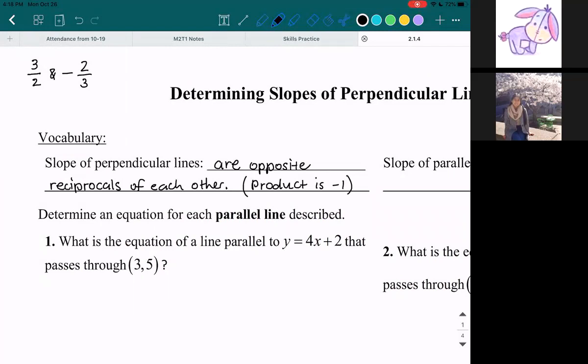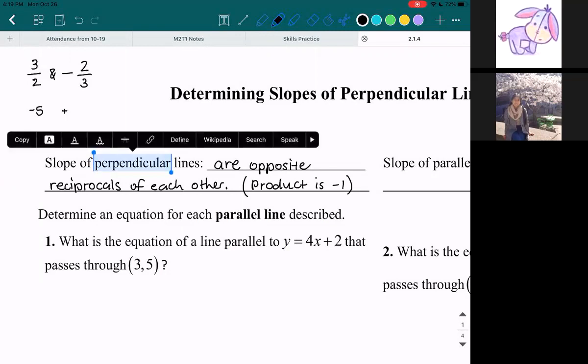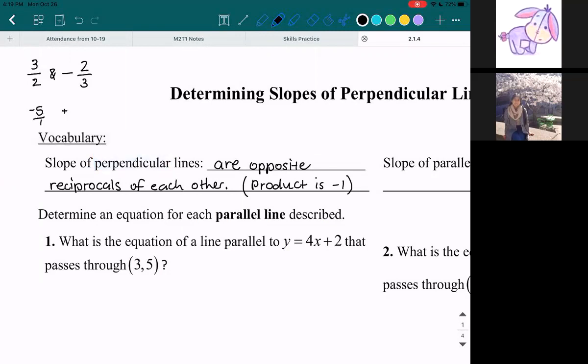Let's try another example. So if we have -5, what is the opposite reciprocal of this? So first, we have the opposite. So let's see. -5 is a negative number. We're going to do a positive. And then flip the fraction. You're thinking, Ms. J, this is not a fraction. This is a -5. It is a fraction. So -5 as a fraction would be -5/1. And so what you need to do is now flip the 5/1 into 1/5. So the opposite reciprocal of -5 is +1/5. So here are two examples of opposite reciprocals.